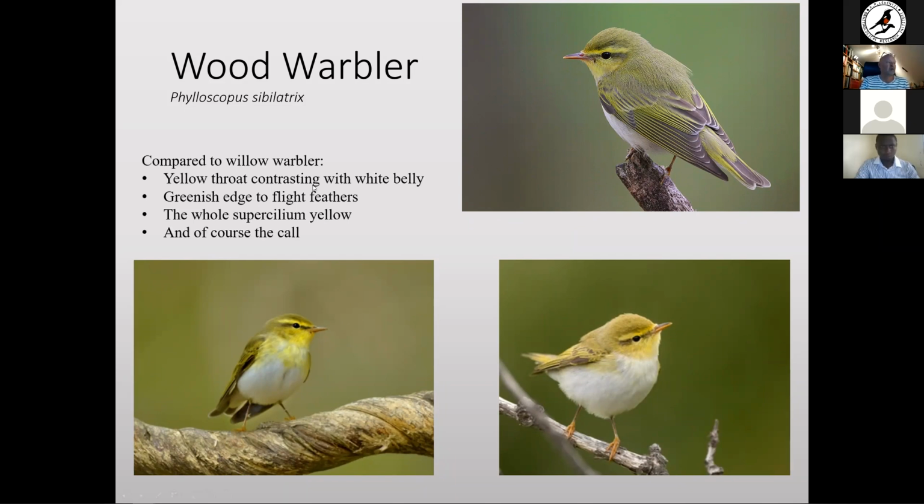So compared to Willow Warbler, you should look for the yellow throat, contrasting with a very white belly. It has a green edge to the flight feathers. We call it the green panel. So the outer edge of the flight feathers has a green form, a very nice green color. The whole supercilium is bright yellow. If you remember the Willow Warbler, it was more white behind the eye. So this is straight yellow. And of course, it has different calls. If you want to listen to the calls, you have your apps, I guess, Birds of Africa or Xeno-canto. If you Google Xeno-canto, you will find all bird calls of the world, more or less.